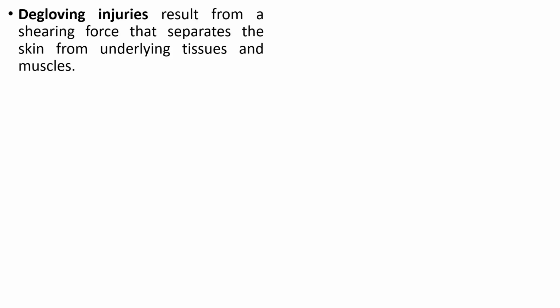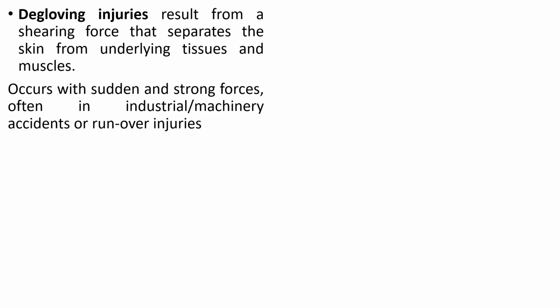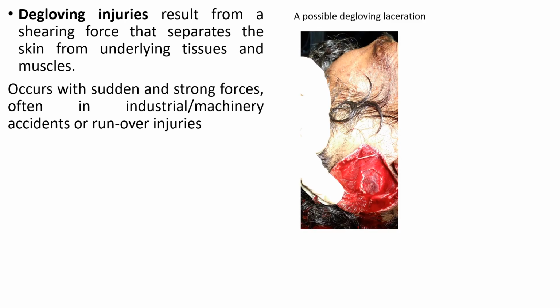Learning some more parts of scalp lacerations, degloving injuries and pattern lacerations. First of all, degloving injuries result from a shearing force that separates the skin from underlying tissues and muscles. Whenever there is a sudden and strong force, basically in the form of rotatory movement, such as in industrial or machinery accidents, or in case of runover injuries, there may be degloving injuries. As you can see here, this flap of skin has been separated from the underlying tissues. You can see a nice tissue bridging as well.